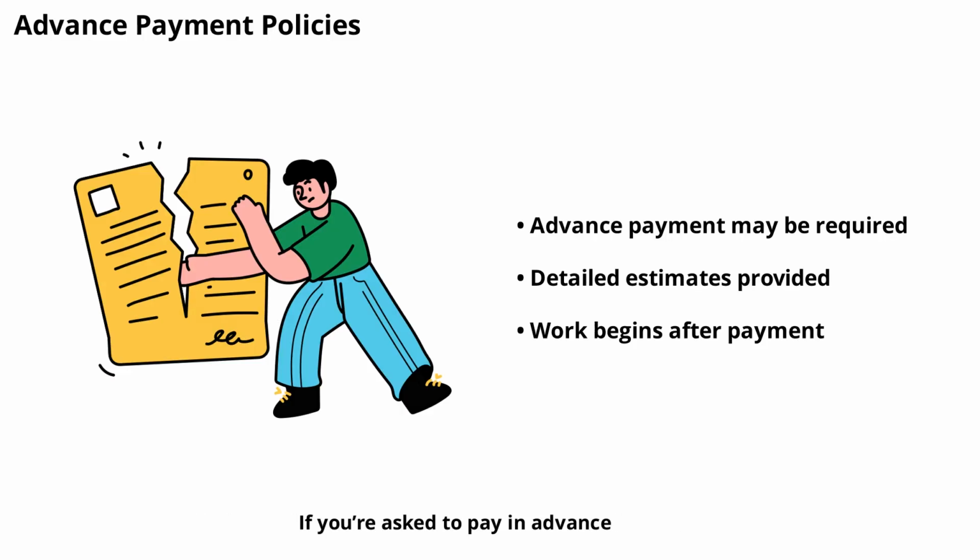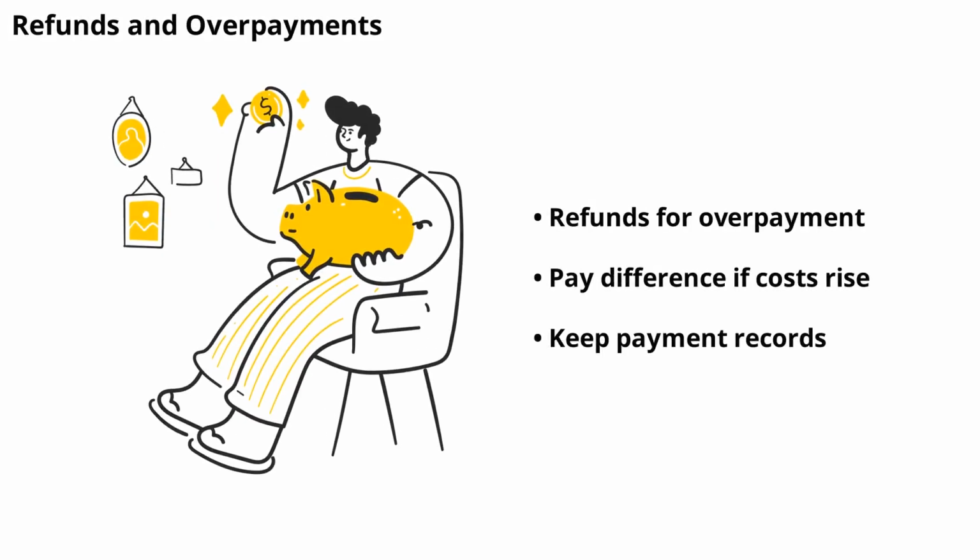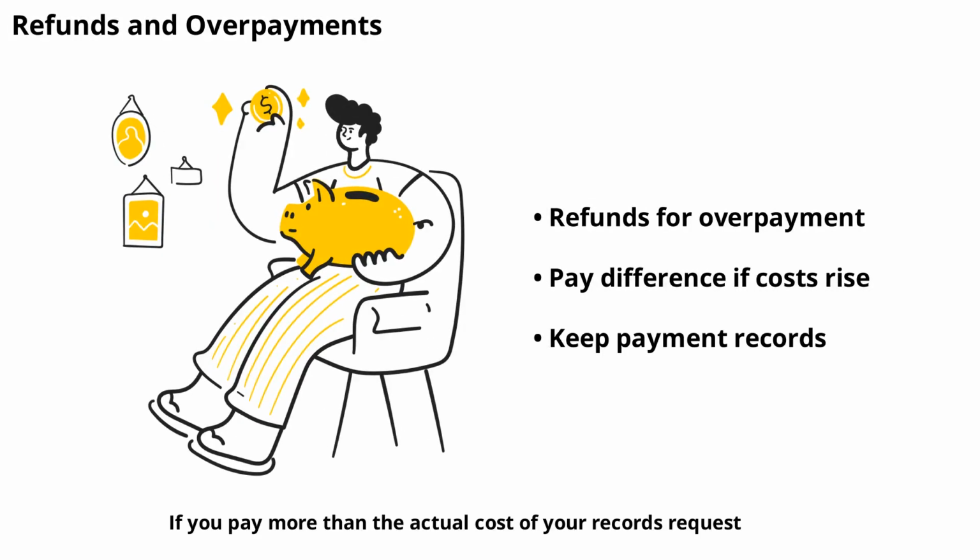If you're asked to pay in advance, the agency should provide a detailed estimate of the charges. Once payment is received, they will proceed with your request. If you pay more than the actual cost of your records request, agencies typically issue a refund for the overpayment. This can happen if the final cost is lower than the initial estimate. Conversely, if the cost exceeds your payment, you may be asked to pay the difference before receiving the records. Always keep receipts and documentation for your records in case you need to follow up on payments or refunds.